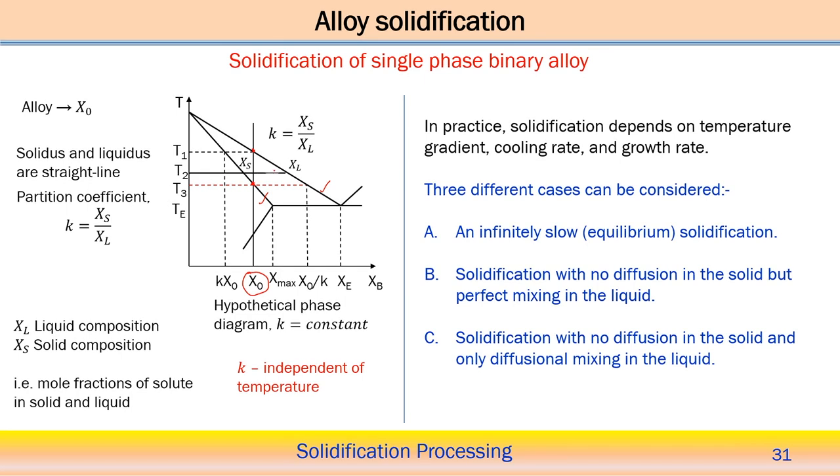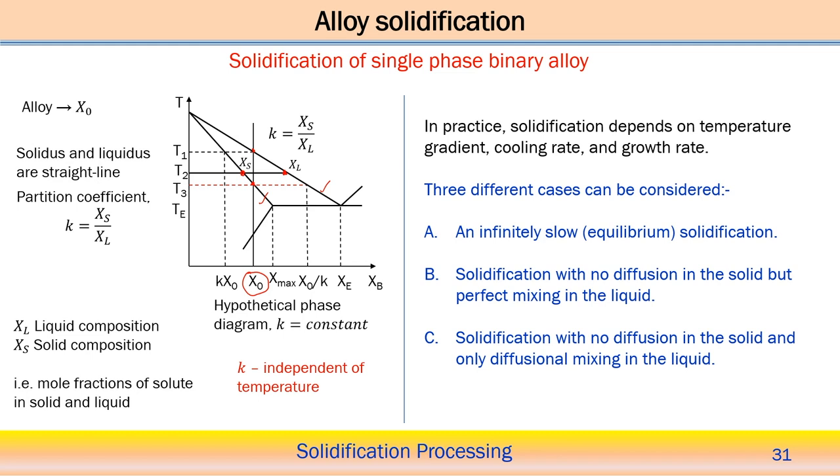Now suppose I consider some intermediate temperature, for example temperature T2. At temperature T2, the alloy system at equilibrium condition has these two compositions. The alloy x0 is a mixture of the liquid and the solid phases. The composition of the liquid phase is xl, which is more than the x0 concentration. But at T2 temperature, the composition of the solid phase is xs, a different value, which is less than x0. So at temperature T2, the composition of the solid phase is xs.